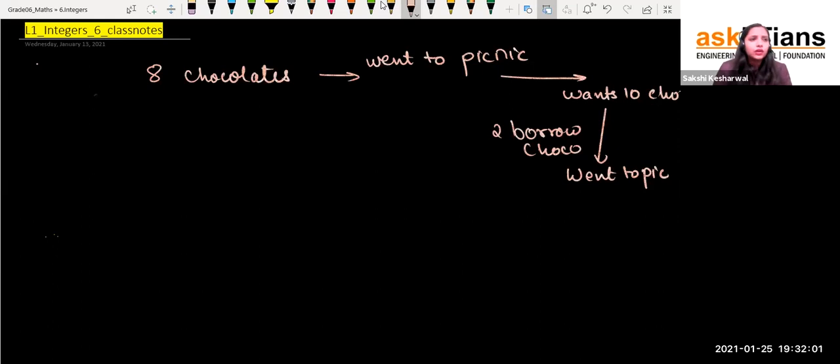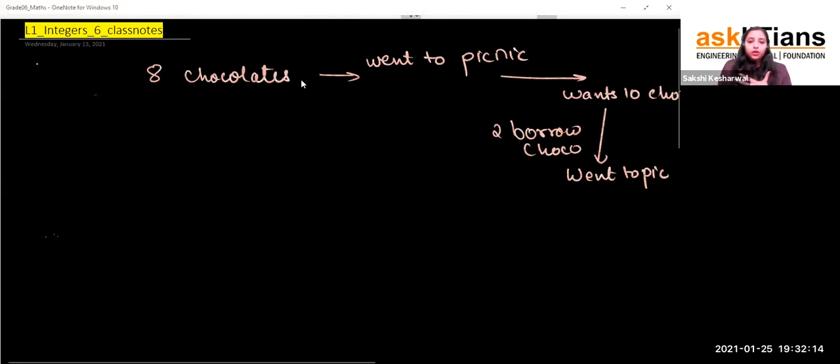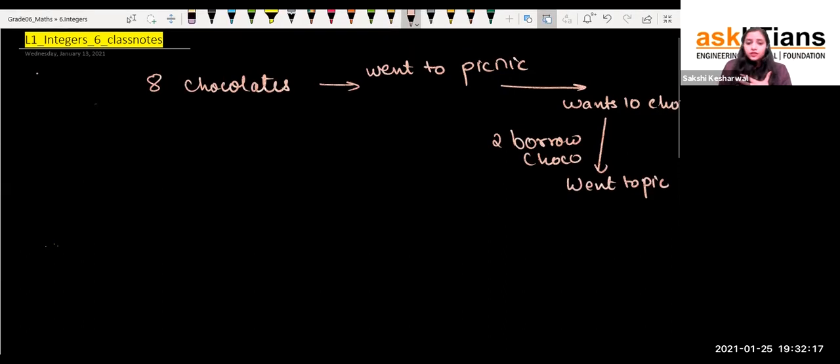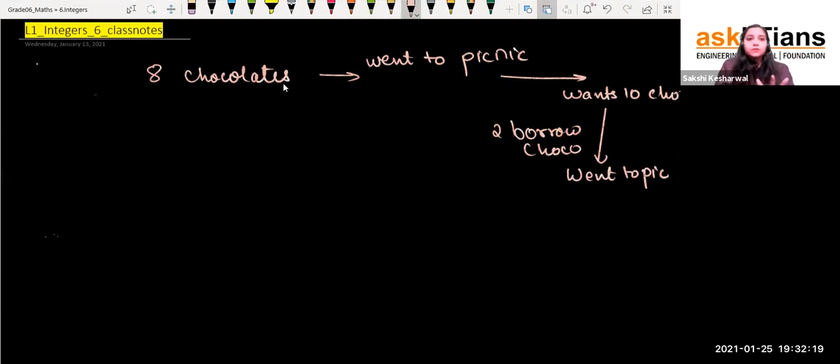Will you have 0 chocolates, or now you have to give 2 chocolates more to the person from whom you have borrowed? Now you are in a kind of debt, yes or no? I have to give this back. If you are a nice person, then you will feel like you are in debt. This is a debt of 2 chocolates, right?